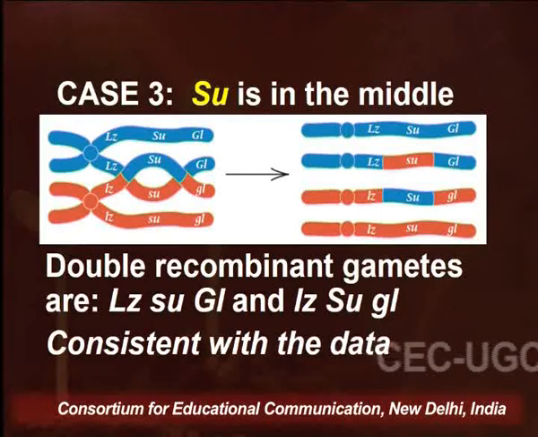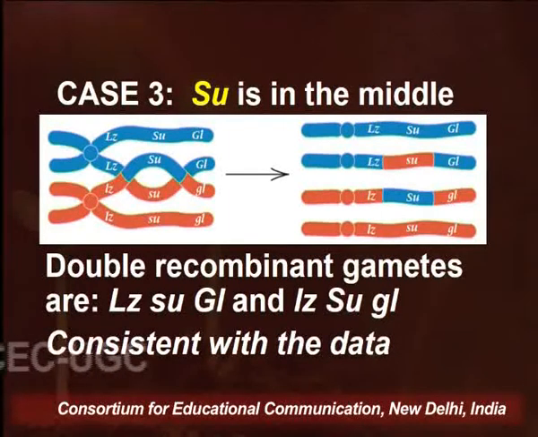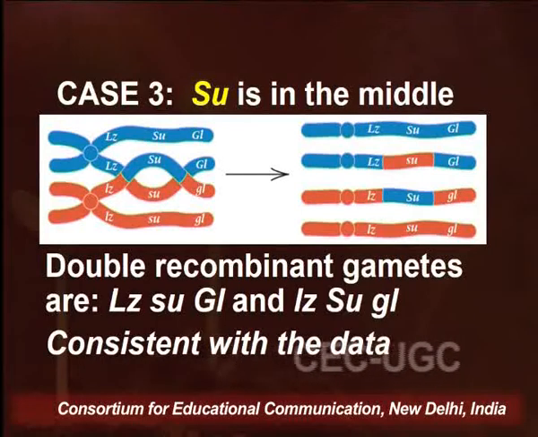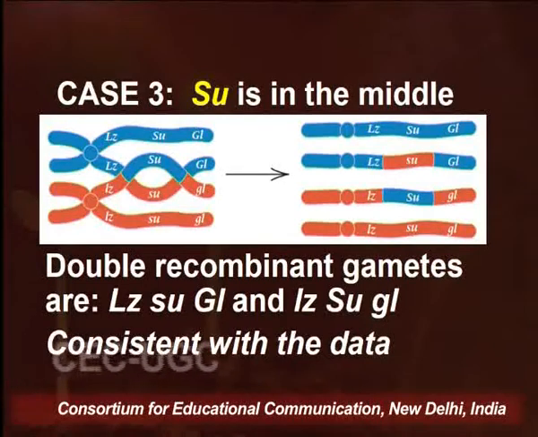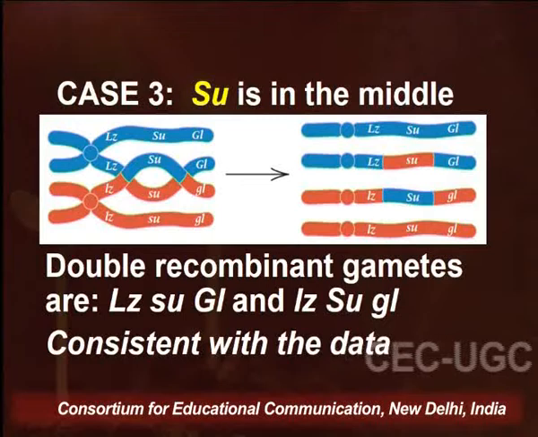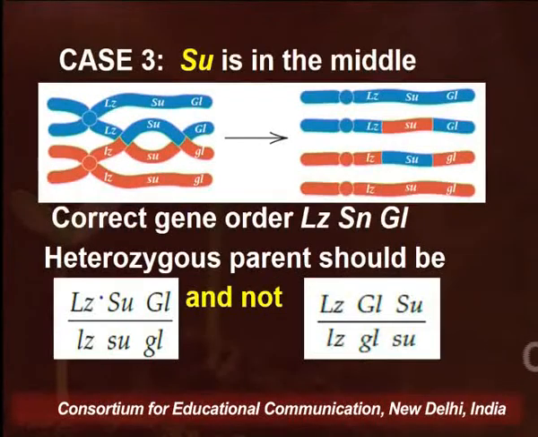So, the third case seems to be good, because if we take SU in the middle as the possibility, then the recombinants are LZ, SU and GL, and LZ, SU and GL, they are representing the idea of consistency with the data that we had presented.